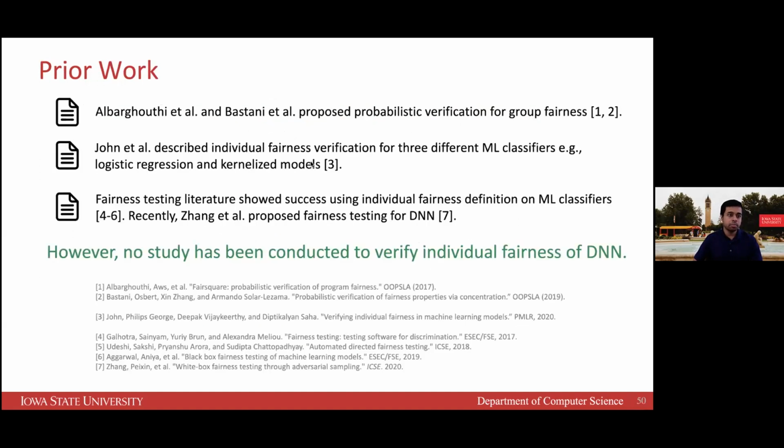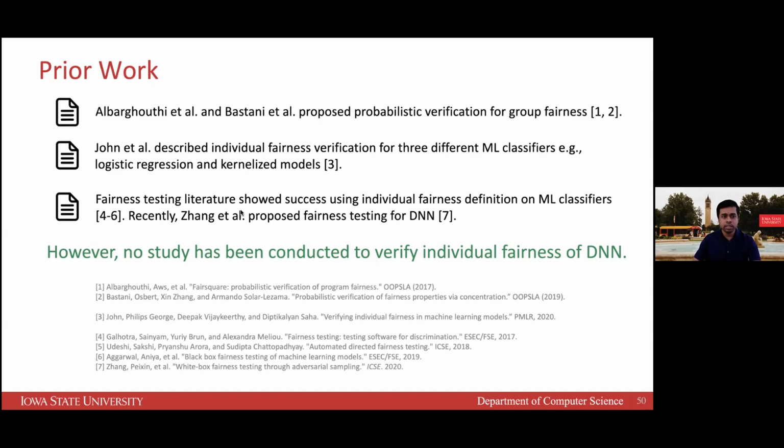Some work has already been done in this direction, like Albarghouthi et al. and Bastani et al. They proposed probabilistic verification, but that was for group fairness. As I said, group fairness always calculates a probability, and that's why probabilistic verification was appropriate there. And John et al. proposed individual fairness verification, but for ML classifiers like logistic regression or kernelized models.